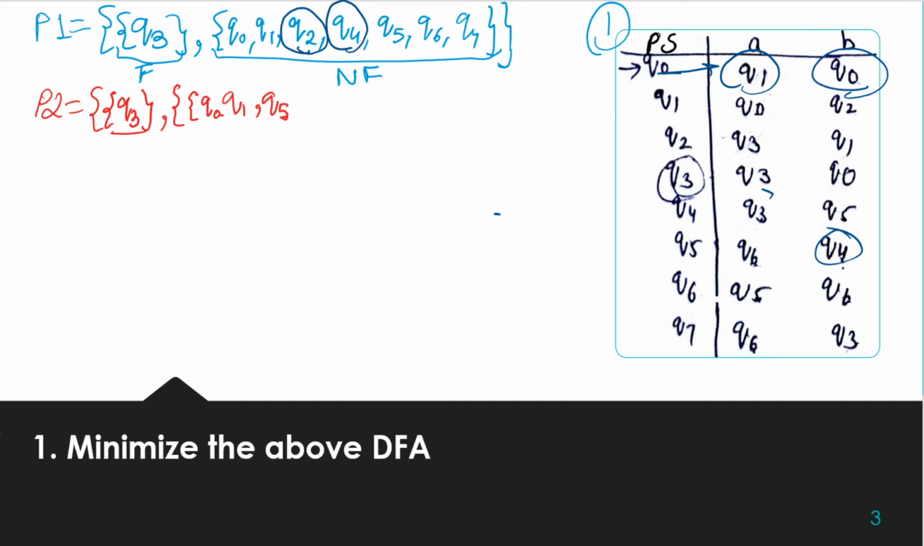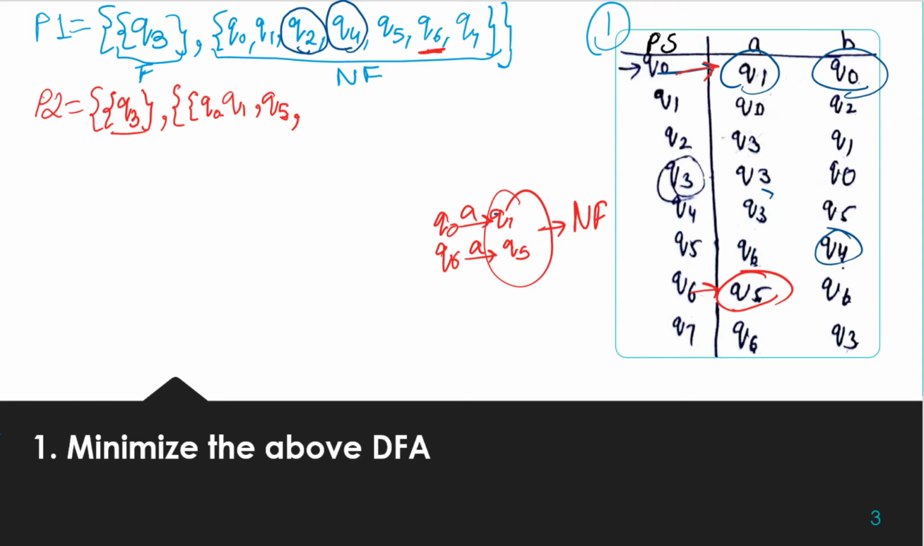Now let's check for the compatibility of Q0 and Q6. So from Q0 we are moving to Q1 for input symbol A. Now we are checking for the state Q6. So from Q6 for input symbol A, we are moving to state Q5. And we can check that both states are part of the non-final group. So they are compatible for input symbol A.